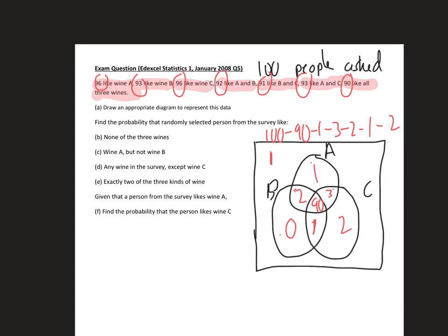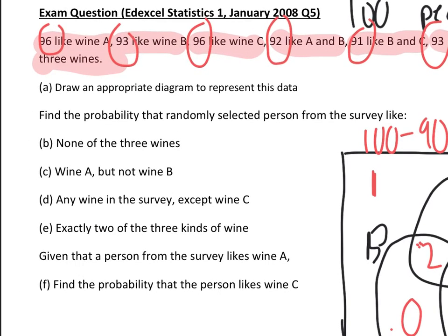Okay, so given the diagram, find the probability that a randomly selected person from the survey likes none of the wines. So I could write that, if I zoom in so I've got the space to write it, using notation as the probability that they don't like A, and they don't like B, and they don't like C. So that was the outside, so that was only one person out of 100 people.